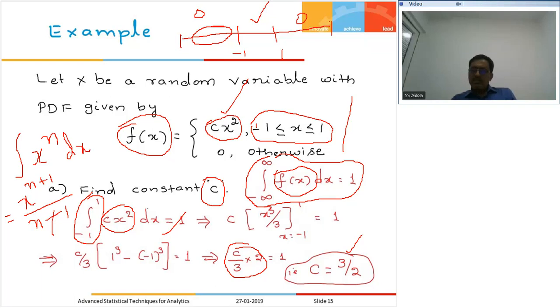I think this integration is very simple, only this formula. One more formula maybe we require, which I'll explain whenever it comes. So please make note of this formula.